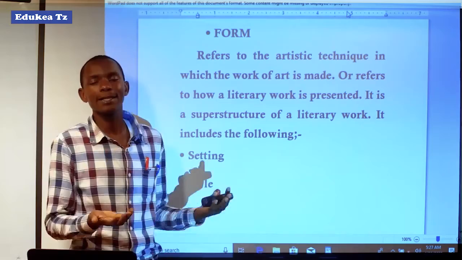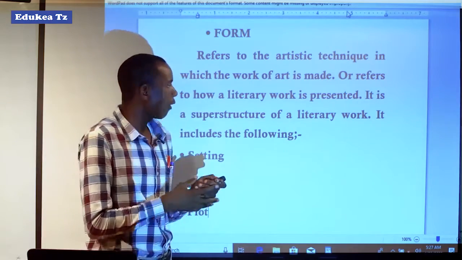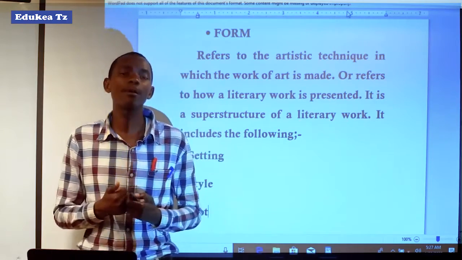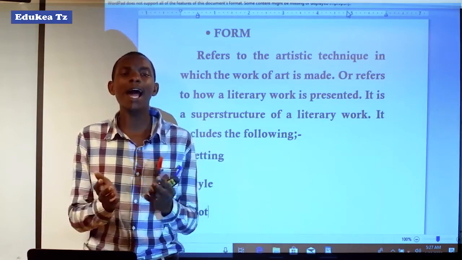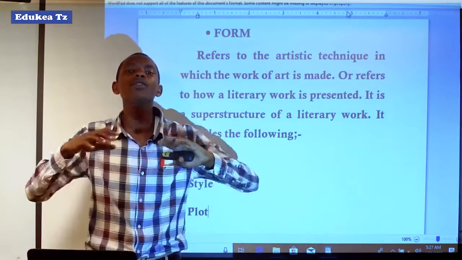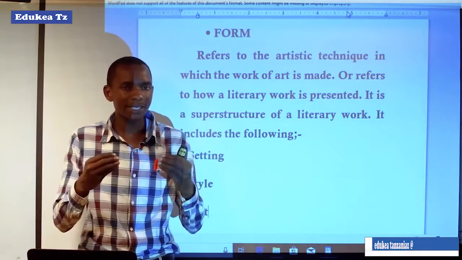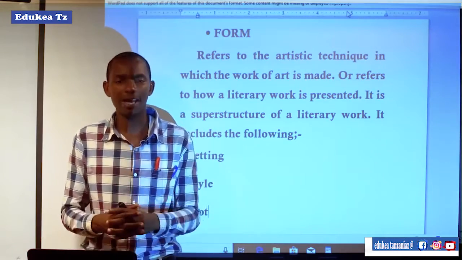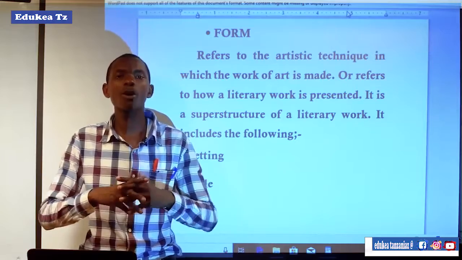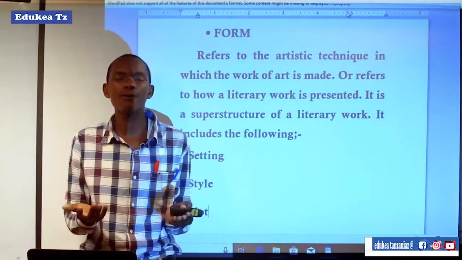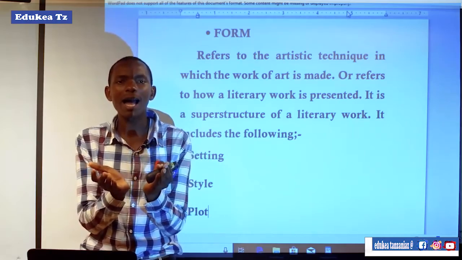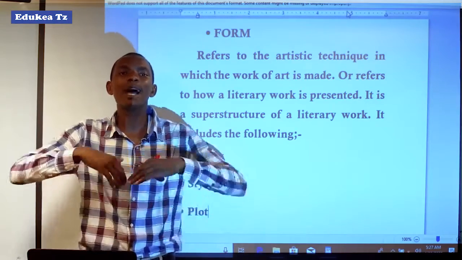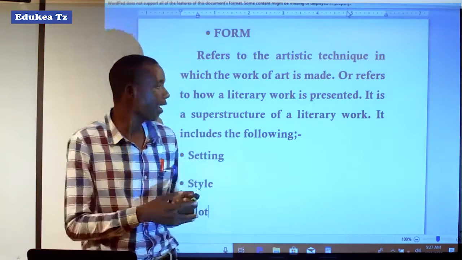How a literary work is presented, we call it a form. It is the superstructure of a literary work. So when you speak about form, it simply means how a literary work looks. Due to that, some scholars define form as the superstructure of a literary work. When we speak about a superstructure, we talk about how a certain literary work looks, the physical appearance of a literary work. So that is the form which we are talking about here.